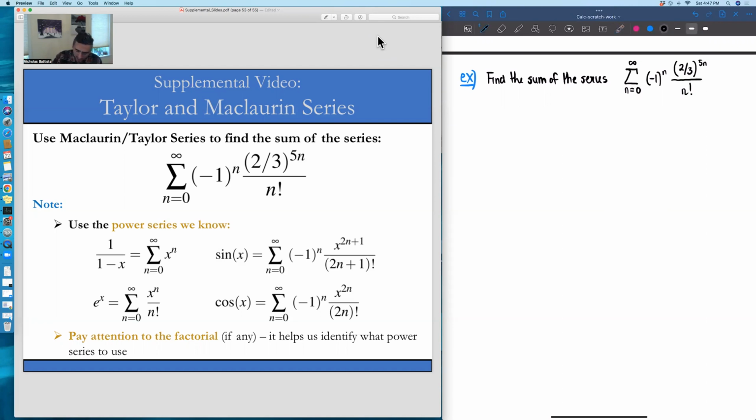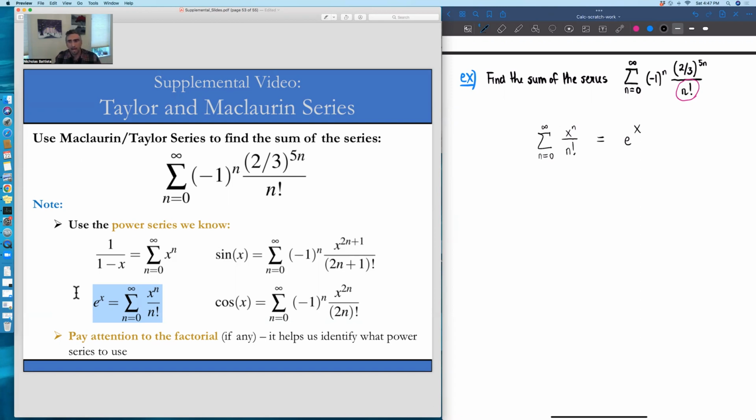And what helps us a lot of times is basically identifying what factorial we see. So in this case, we have an n factorial in the denominator. So if we go over to the power series, we know we're looking for a power series with an n factorial in the denominator. So this clues us in that the exponential function might be useful here. So if we write this Maclaurin series relationship, we have x to the n all over n factorial. That Maclaurin series is equal to e to the x.